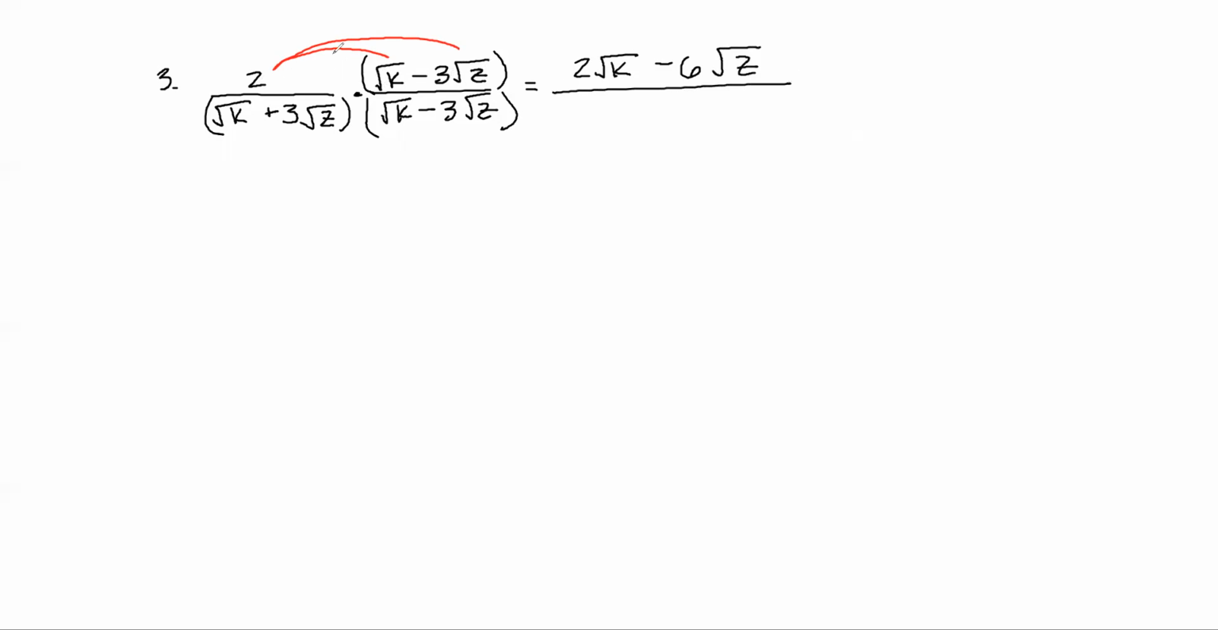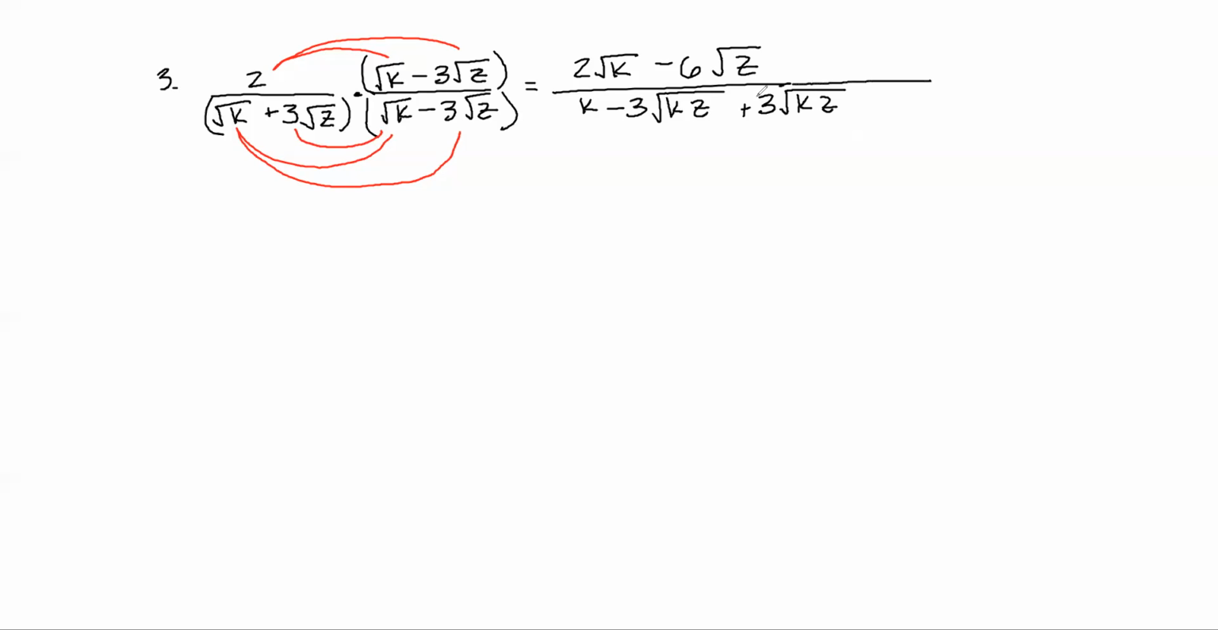On the bottom, we can FOIL, so square root of k times square root of k is k. Square root of k times negative 3 square root of z. Now, this one's kind of ugly, but we have a negative 3 coefficient, and that is our only coefficient, so we'll bring over that negative 3. And then we have square root of k times square root of z. Those are different variables, so we're just going to have square root of kz. Now, the inside terms, we have positive 3 square root of z times square root of k. That is the exact same thing, just an opposite sign, which is what we should get. So plus 3 square root of kz.